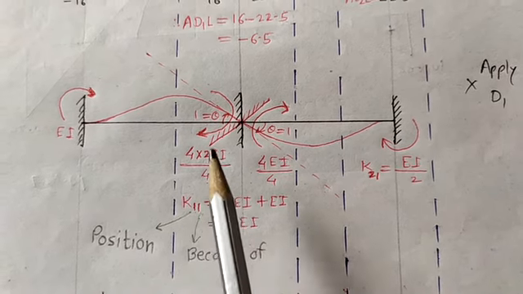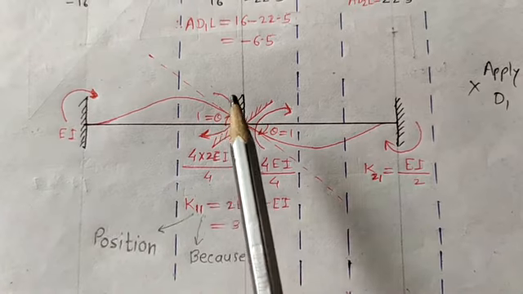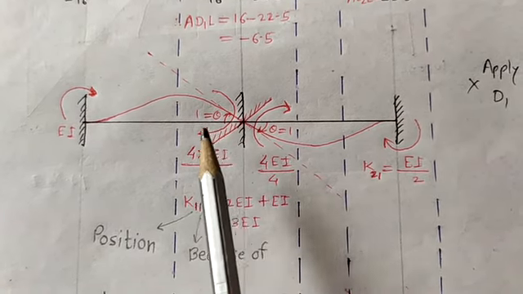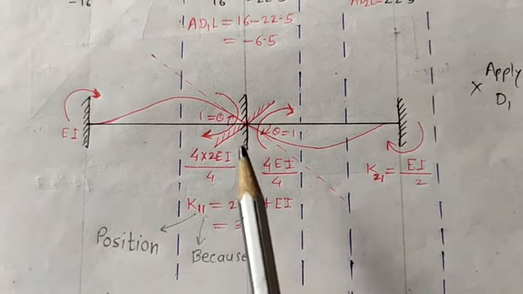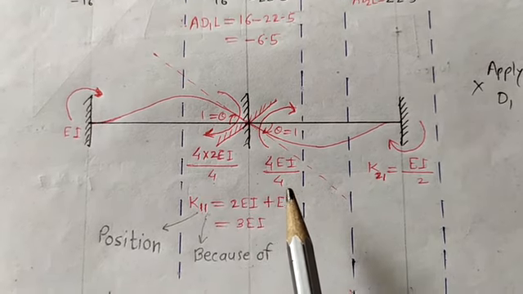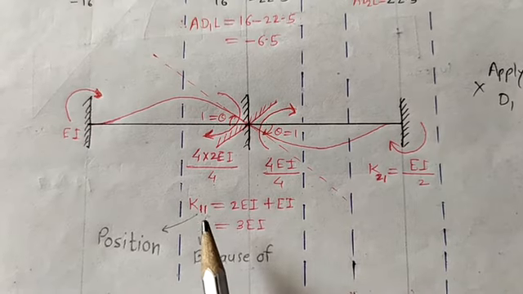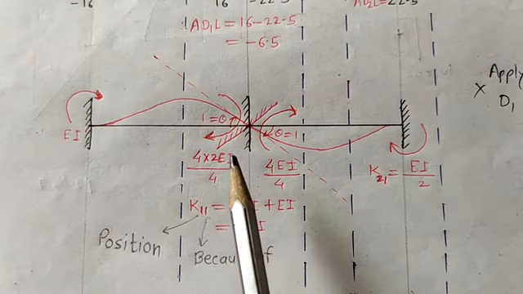Okay, now at joint B, two moments are acting, this one and this one, and both moments are acting in a clockwise direction. So we just take the addition of these two. This is 2EI and this is only EI. We are just adding these. So this is K11. This is acting at joint B.